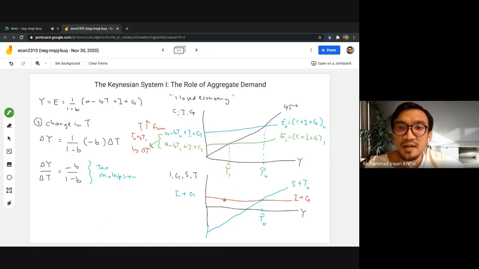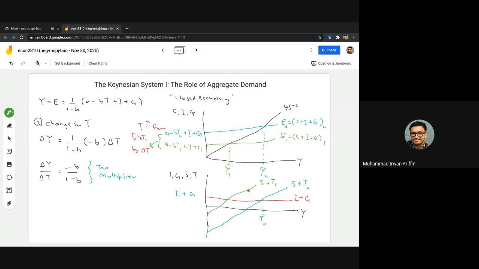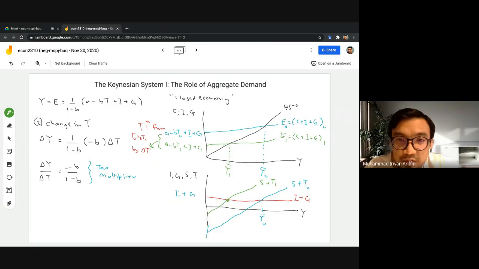What about our saving schedule? Our saving and tax schedule, because of the higher tax, would now shift up. So now it's going to cross the line somewhere here, so this is S plus T1. When the leakages equal the injection, this is our new equilibrium income. The shift here is basically caused by the change in tax.